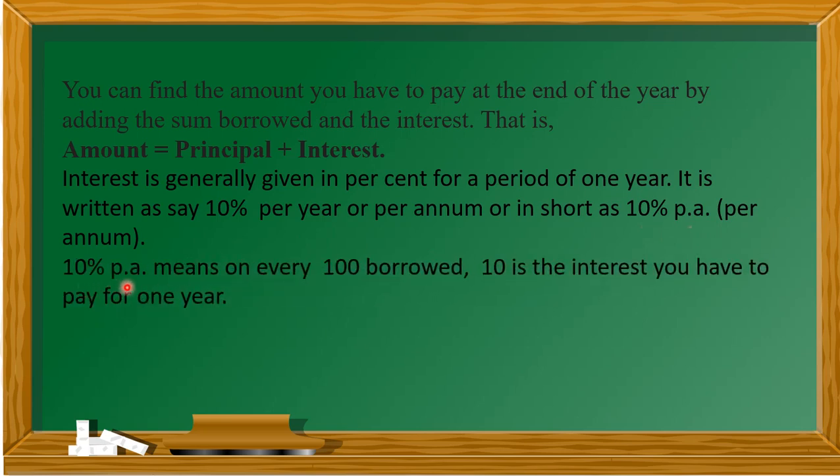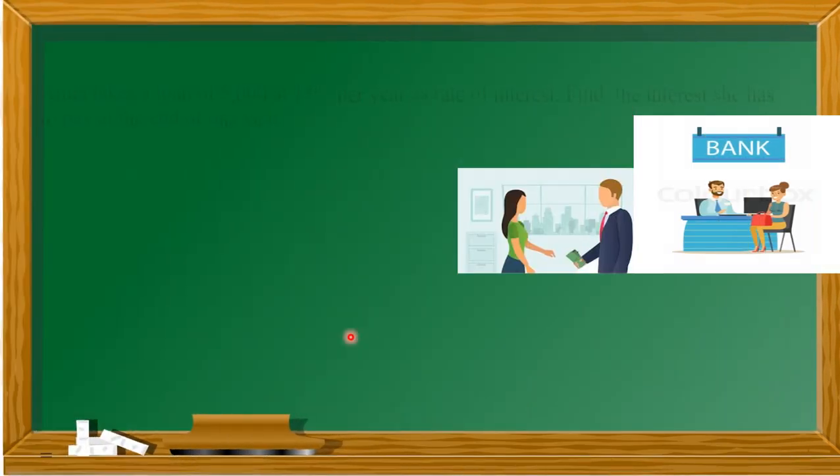Now 10% per annum means on every 100 rupees borrowed, 10 rupees is the interest you have to pay for 1 year. Let us take an example and see how this works. Anita takes a loan of 5,000 at 15% per year as rate of interest. Find the interest she has to pay at the end of 1 year.